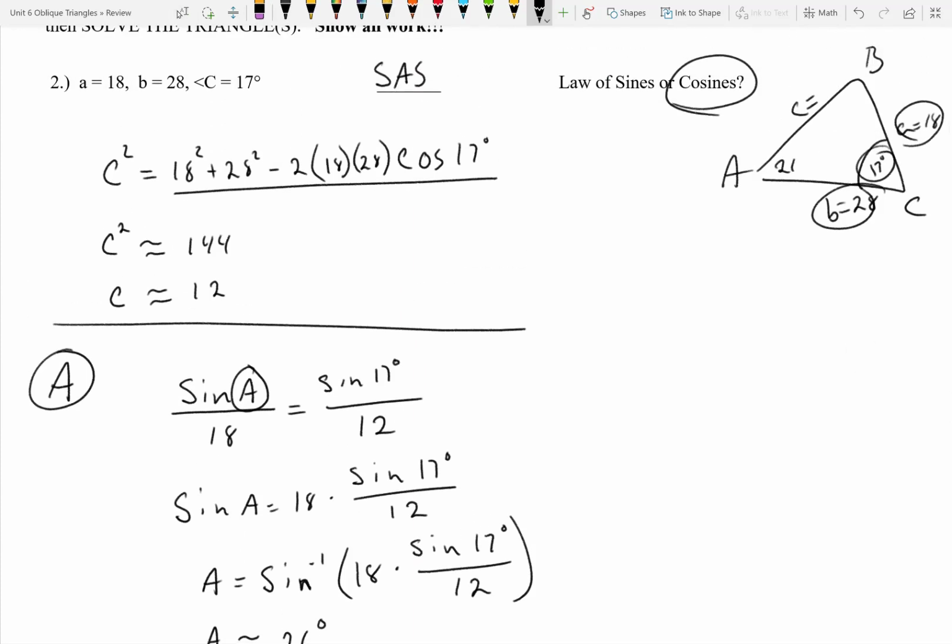So now I know two angles. I know angle A is 26 degrees, and I know angle C is 17 degrees. I can find angle B by simple subtraction. 180 degrees minus 26 degrees minus 17 degrees. If you plug that into your calculator, you get B equals approximately 137 degrees. And this triangle is solved.